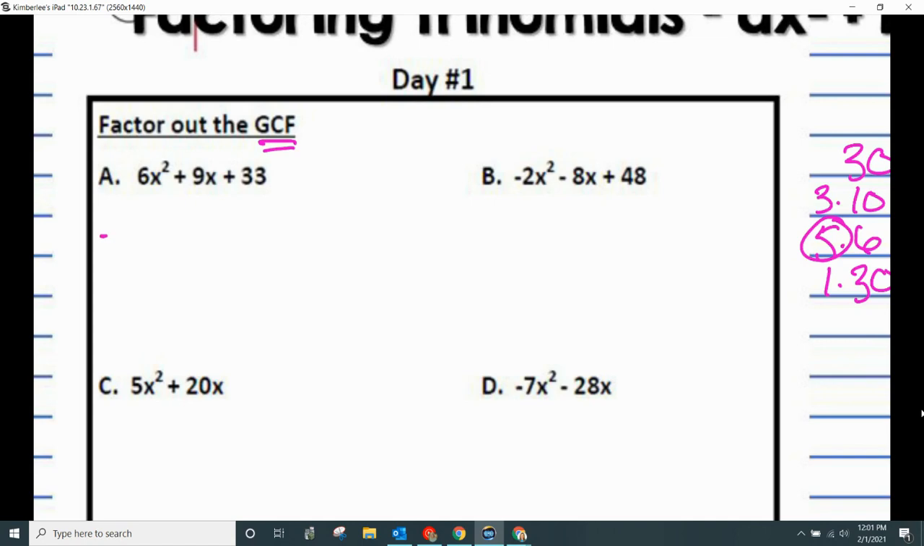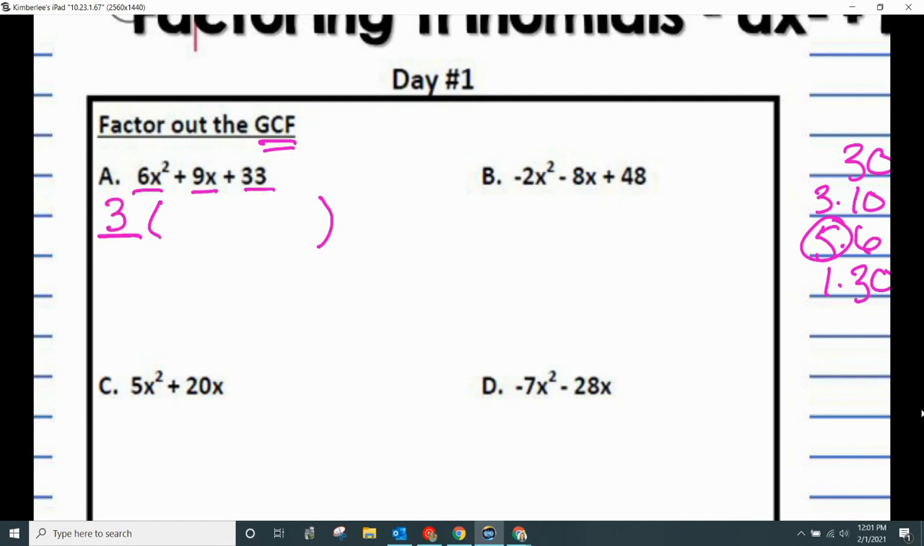I want you to think, it's as if we had something sitting out front here times something inside the parentheses. So whenever you're factoring out a GCF, let me rewrite that. You actually are undistributing. So I'm going to look and say, okay, between 6x squared, 9x, and 33, what number could I divide 6, 9, and 33 by? And what's the biggest number? Well, 33 is just 3 times 11, right, guys? And I don't think I can divide 6 and 9 by 11, so it's got to be the 3.